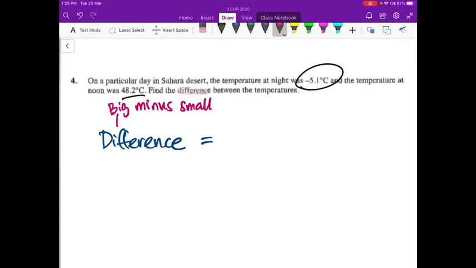So which is the bigger number? 48.2 or negative 5.1? 48.2 obviously. So we have 48.2. This is the big number. What is the next part? It says minus. So you put on minus. And what is the next one? Small number, right? What is the small number? Negative 5.1. But you cannot just have negative, negative. So put bracket. And here we have the working that is required. Big minus small. Is it complicated?